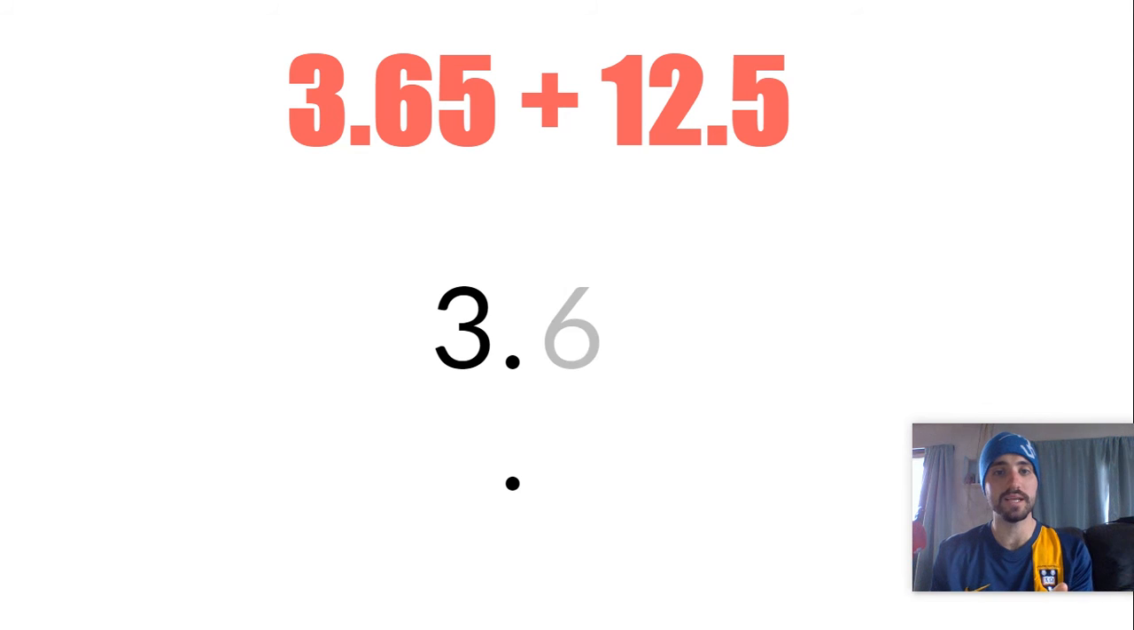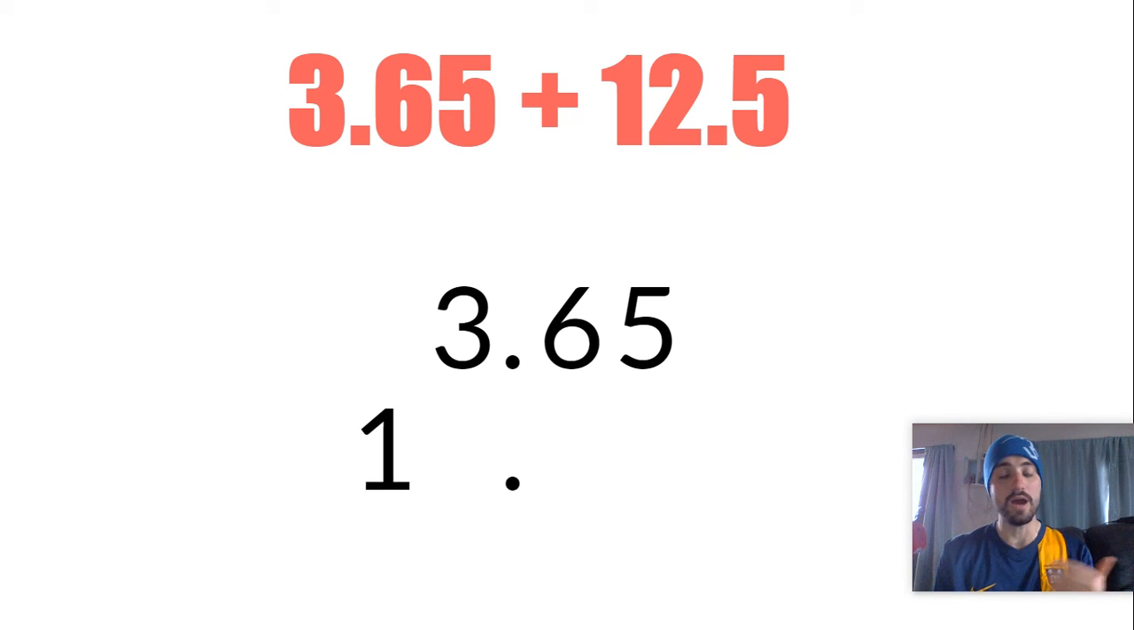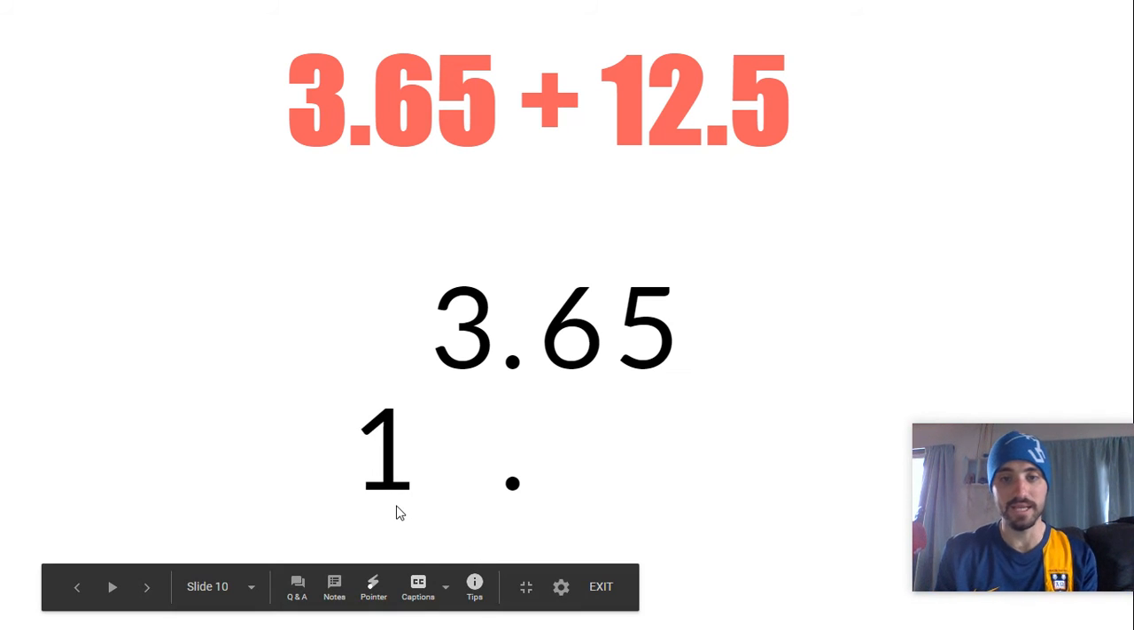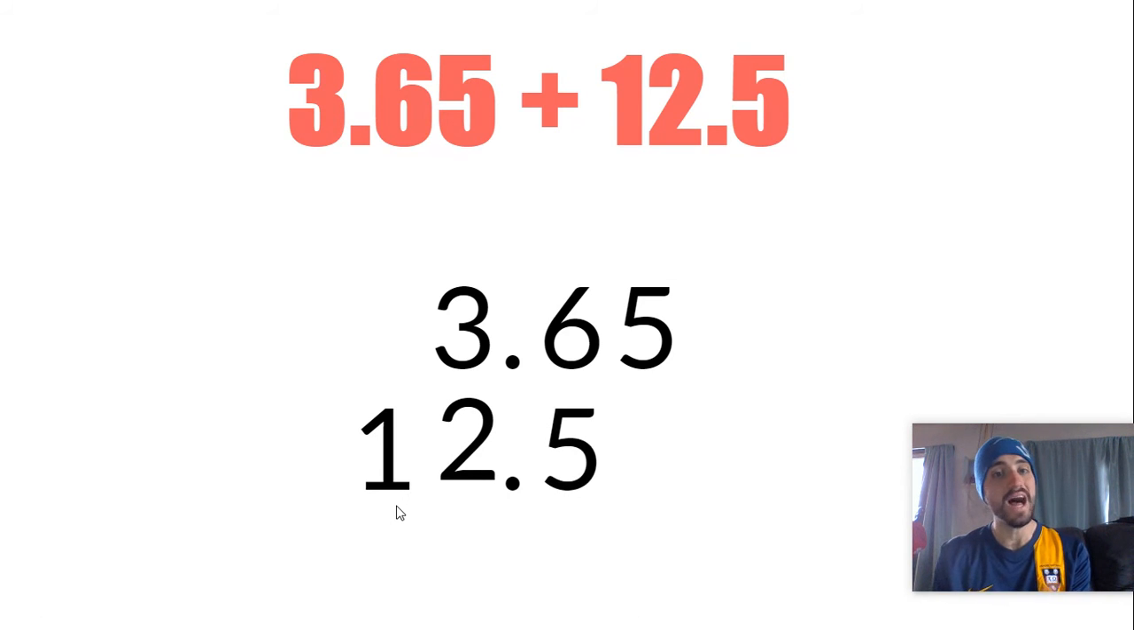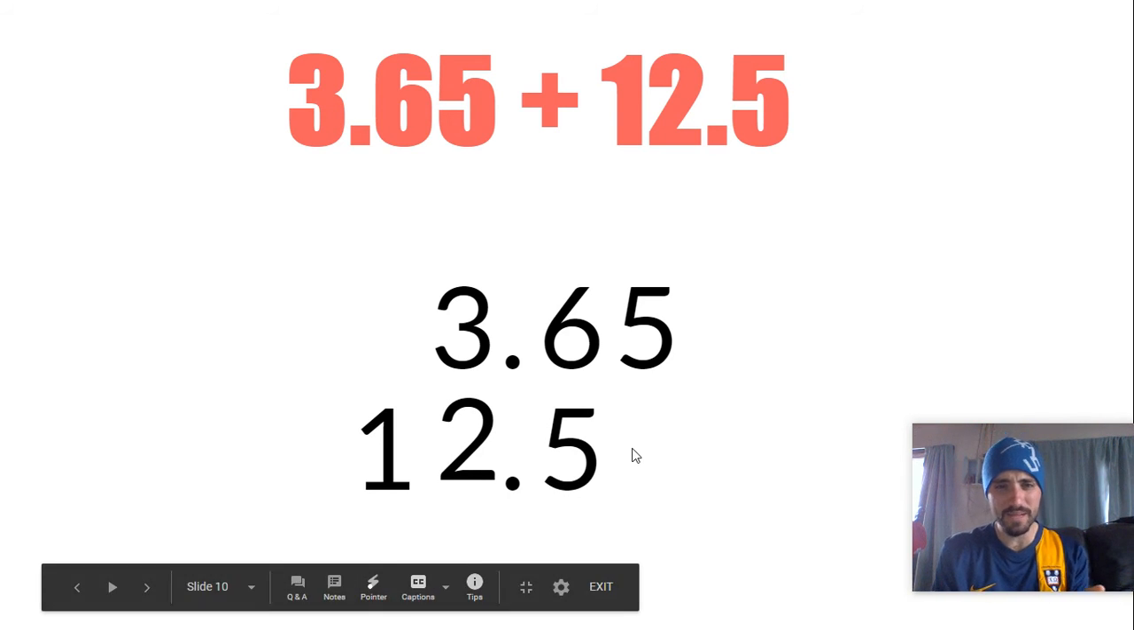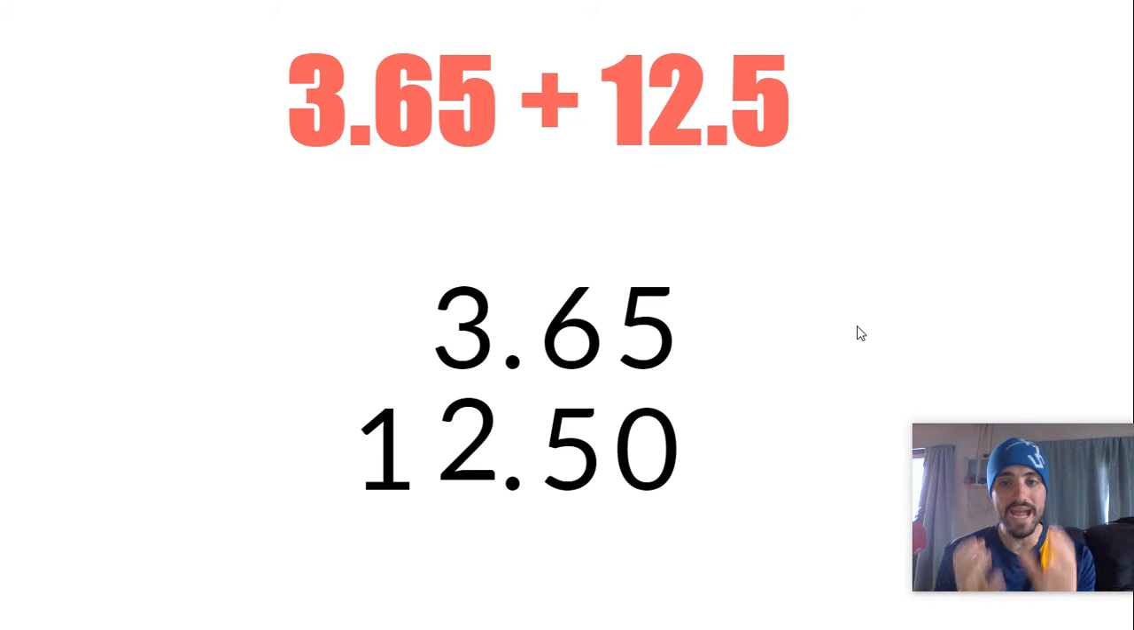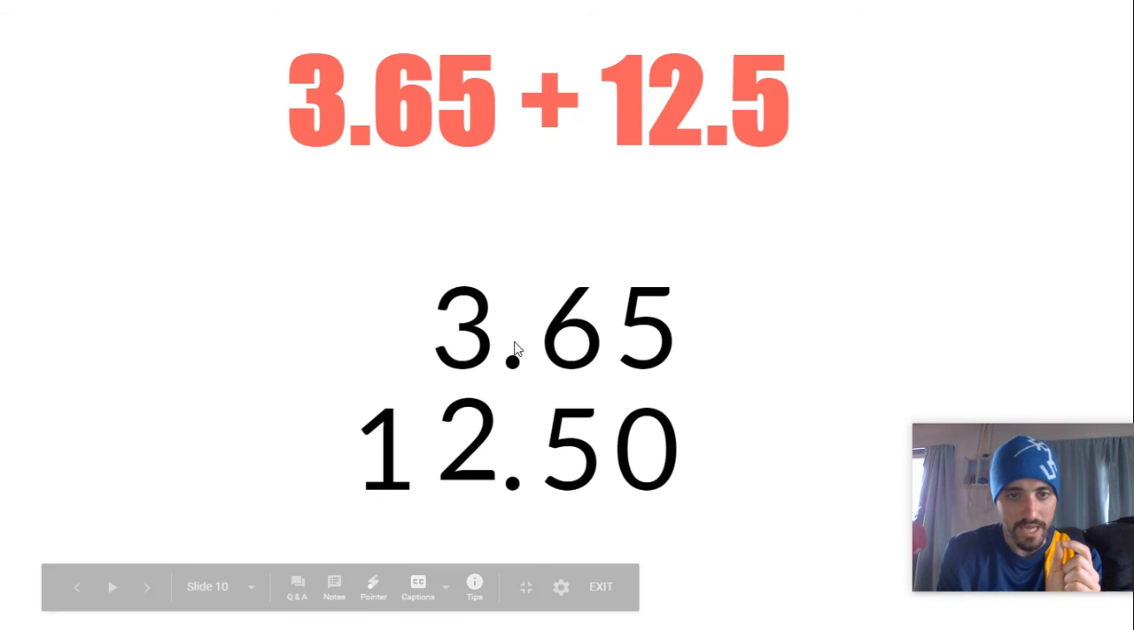3 in the ones place, 6 in the tenths place, 5 in the hundredths place. Now we go to the bottom. We put that 1 in the tenths place, 2 in the ones place, 5 in the tenths place. Well, I have an empty spot right here. What's that all about? Well, I can put a 0 there. I don't have any hundredths. So now we have all of our place values lined up because we started with lining our decimals up.